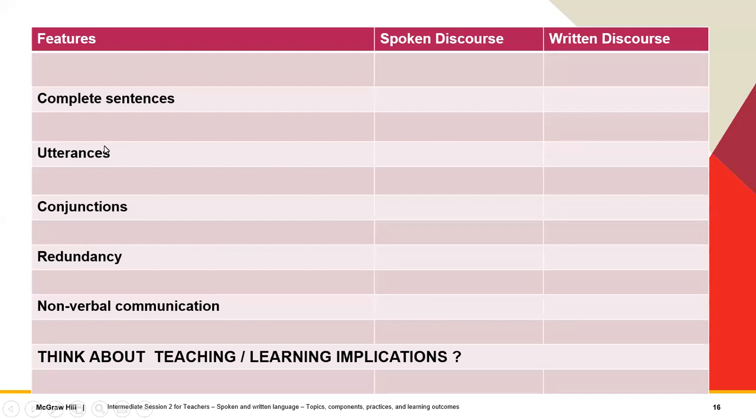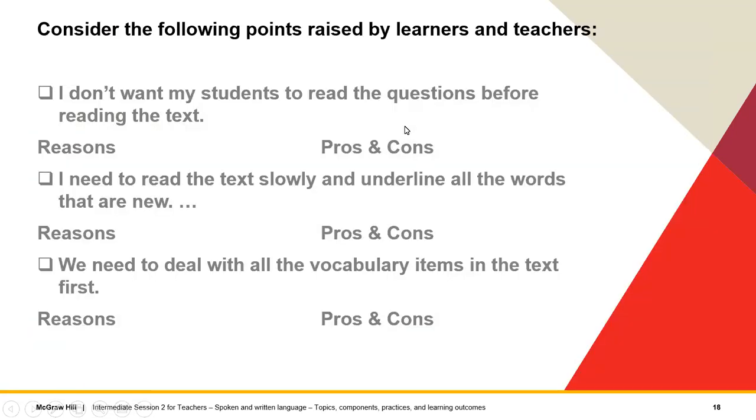Conjunctions, words, phrases that connect ideas. Where do we have them mostly? In written language, okay? Redundancy, where we say things more than once, we say them differently, we clarify, we do all kinds of things like that. Spoken mostly, okay. Non-verbal communication. Communication where we don't use language, but we might use gestures or an expression of our face, or point to something. Spoken. Good. Okay. What are the implications then for teaching?